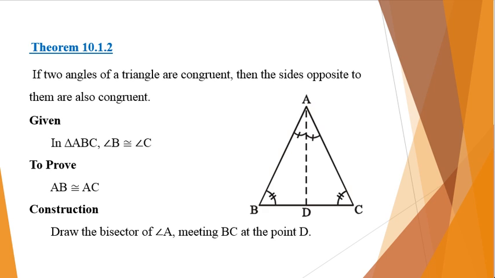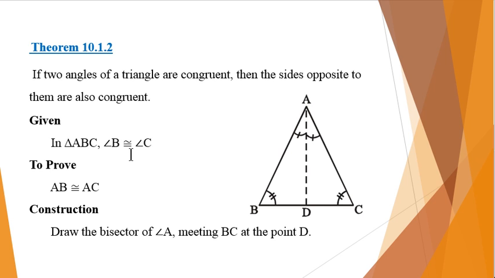Theorem number 2. I am going to read the statement. If two angles of a triangle are congruent, then the sides opposite to them are also congruent. Look over there: angles B and C are congruent in a triangle, and if they are congruent, then AB and AC, these two sides, are also congruent.